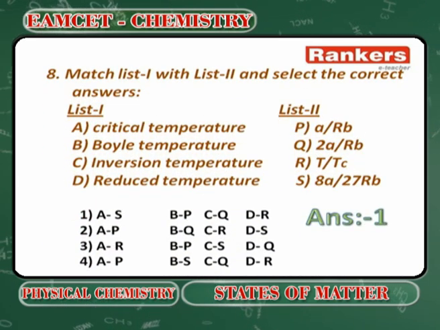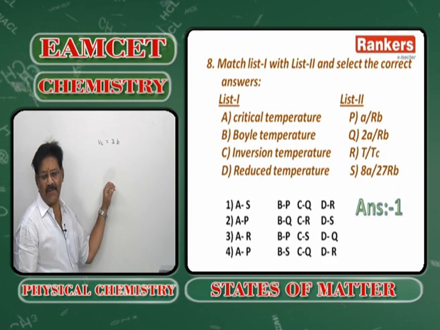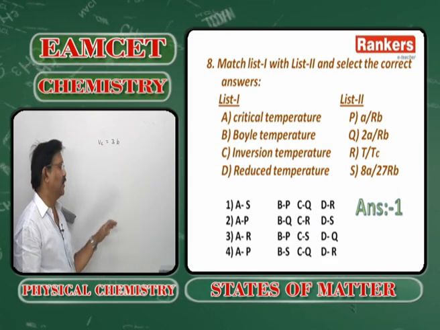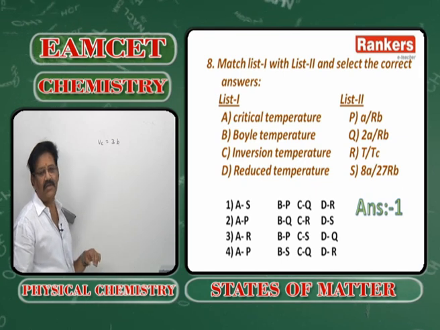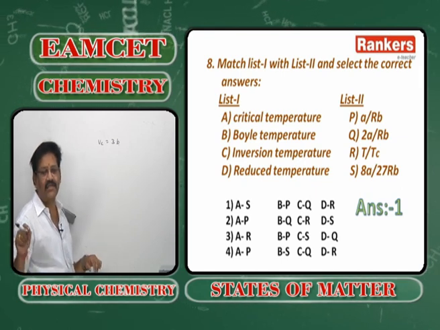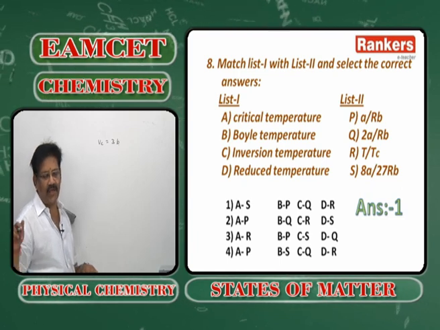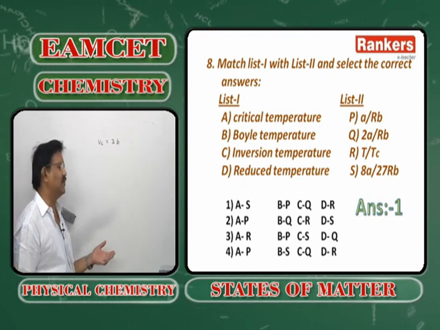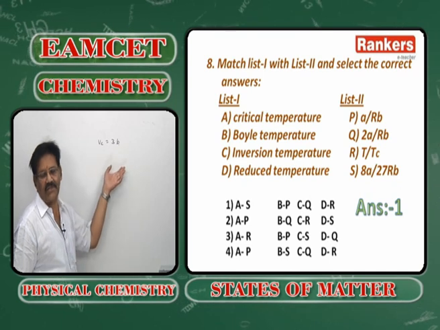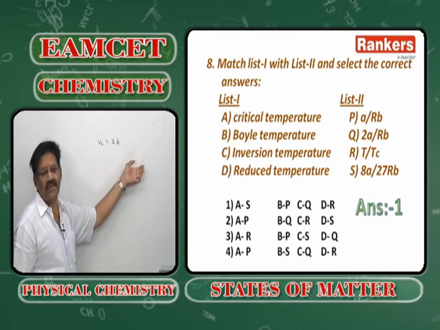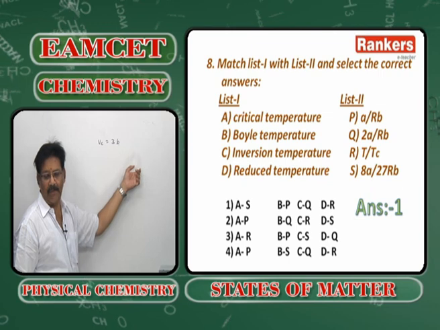So this goes by the definitions. The critical temperature is given by the expression 8a by 27Rb. Boyle's temperature is the temperature at which gases tend to behave ideally, which is given by a by Rb. Inversion temperature is given by the expression 2a by Rb.